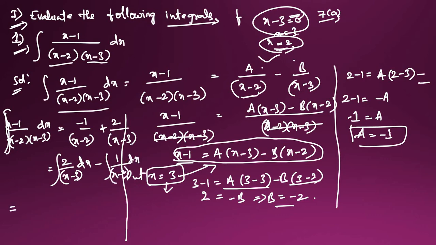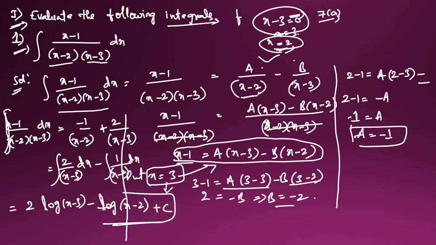So what is the answer here? Integral 2 by x minus 3 dx is equal to 2 into log of x minus 3, and minus 1 by x minus 2 gives log of x minus 2, and plus c. This is the answer of the given question here. Okay, now moving to the next question, the second one.